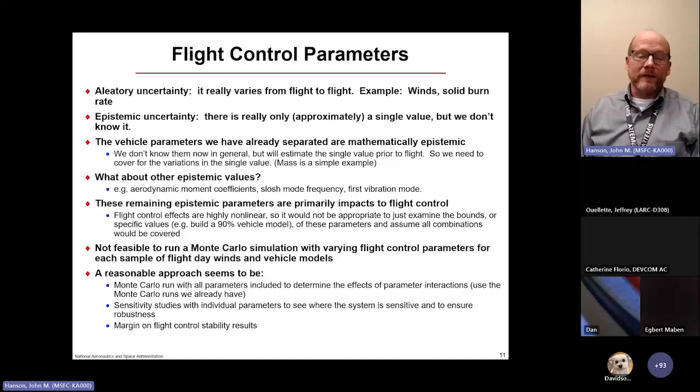So we do this in a different way, and a reasonable approach seems to be this: we're running Monte Carlo runs already for the previous reasons that we've identified. If you have all these parameters included and you randomly vary them in those Monte Carlo sims, you will get a lot of samples.